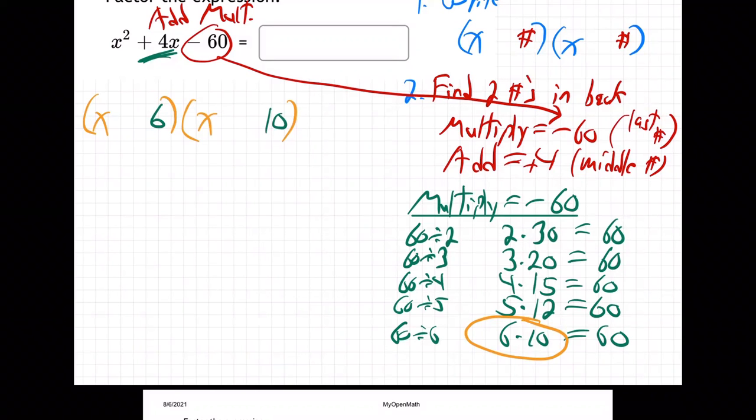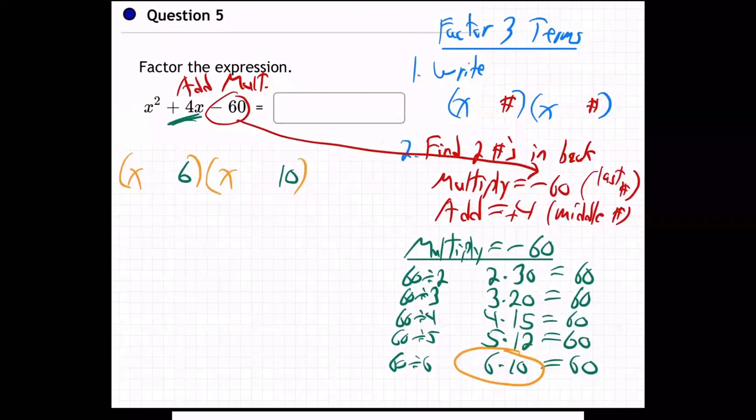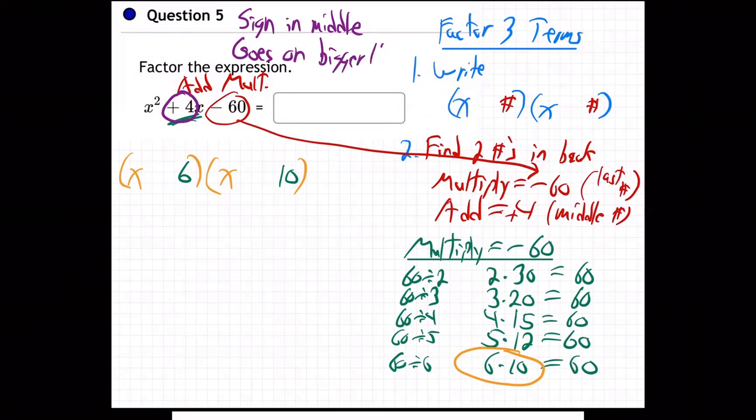Now, how do you know which one's positive and which one's negative? Anybody know? How do we know which one's positive, which one's negative? Remember the rule I gave you? Anybody remember that? The sign in the middle of the equation. Yeah, exactly. Good. Sign in the middle, meaning this sign, goes on the bigger number, huh? Yeah, it goes right there. So that one's going to be plus. This one's going to be minus. Yeah, the sign in the middle goes on the bigger number.